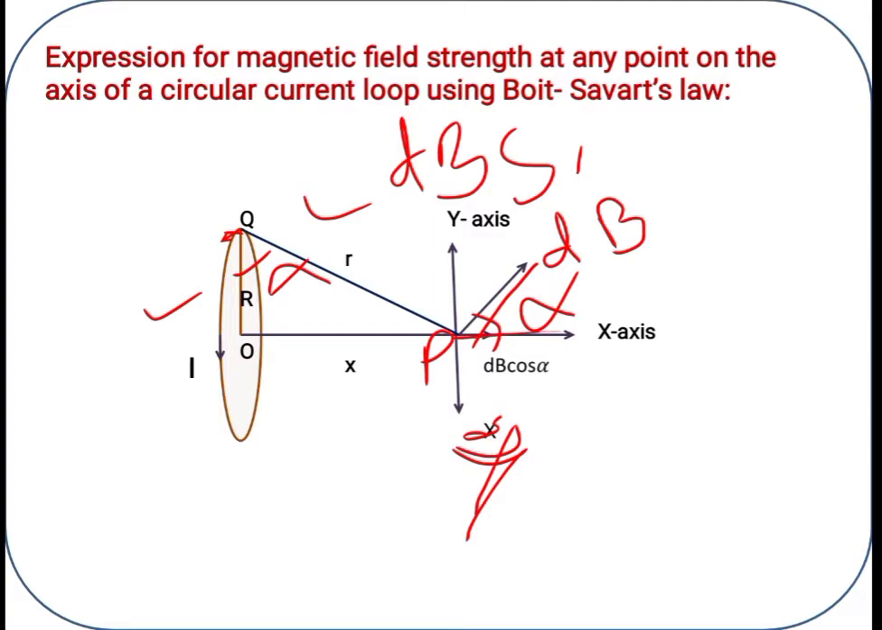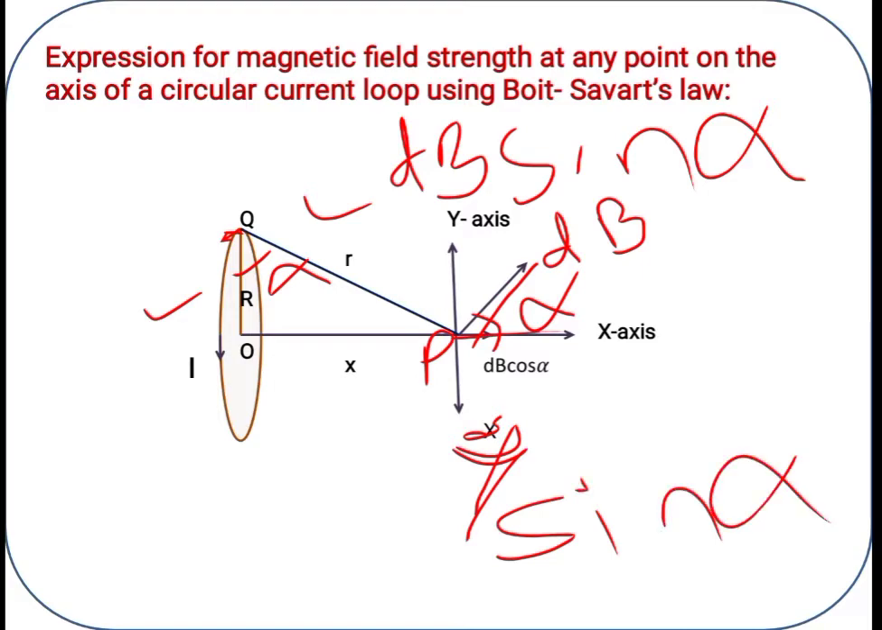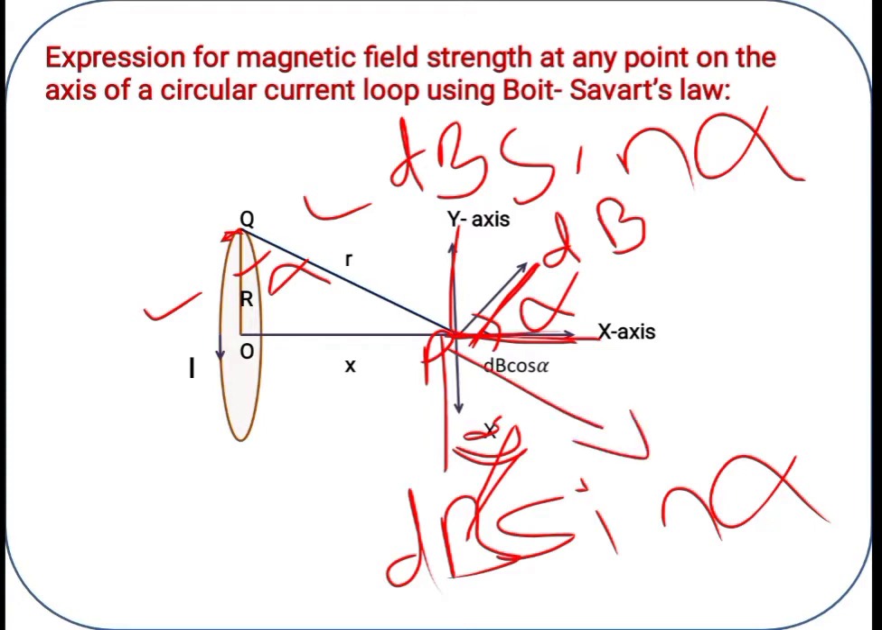Okay, sine alpha. In this way also sine alpha, along with dB. So this is one pattern and this is another pattern. Okay, so now both are mirror images, both are mirror images, is it not?